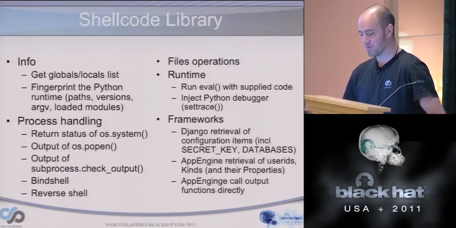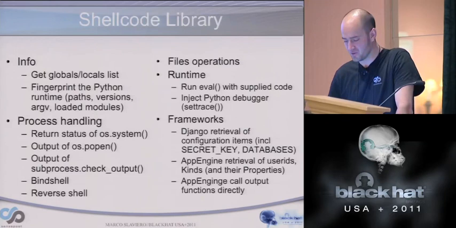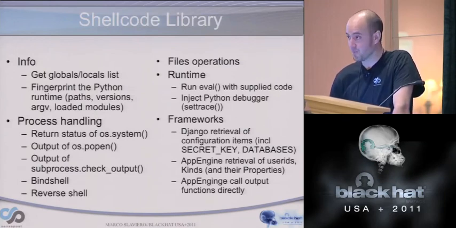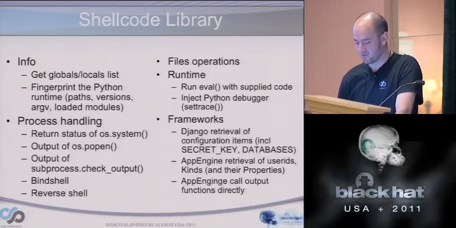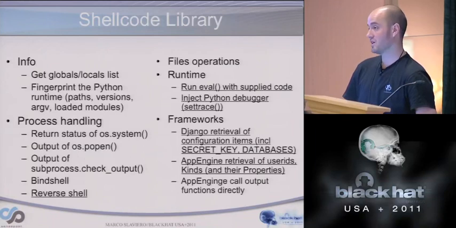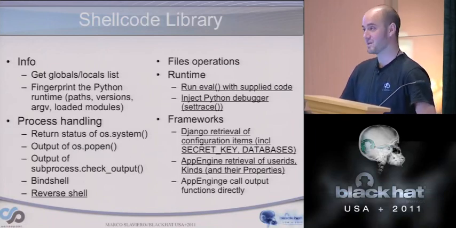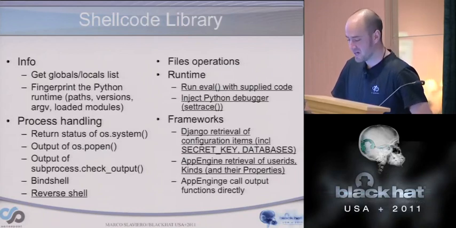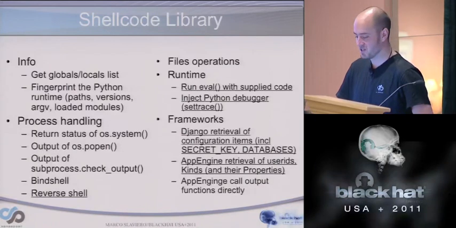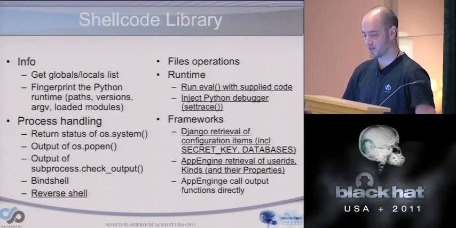So we wrote a whole pile of those and we got this shellcode library. And you can read through there very quickly the things that it's possible to do inside of a malicious pickle. But I'm going to focus on 5 of them. I'm going to focus on showing you a reverse shell. I'm going to show you running eval on supplied Python code. I'm going to talk about injecting a Python debugger using settrace, and that's how we get the long-lived execution. And then also look at 2 frameworks, specifically Django and App Engine, and what may be possible to do in Django and App Engine.